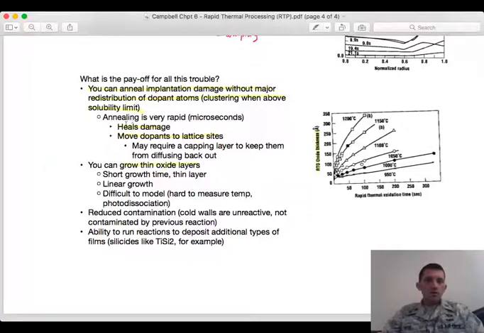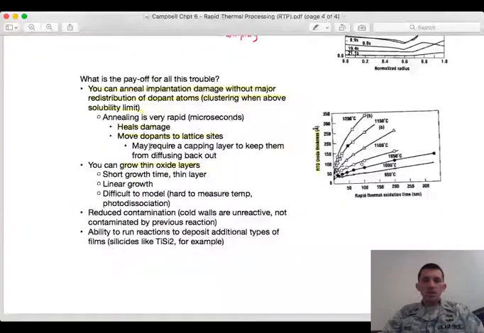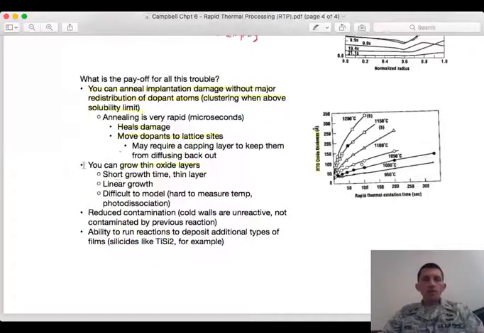atom. But we can prevent this by heating very rapidly, which is plenty of time for annealing, which happens very rapidly, on the order of microseconds, which heals the damage that we want and moves the dopants to the lattice site, but doesn't redistribute the dopants very much. And now that we have this setup, you can actually use it to grow thin oxide layers too. Thin layers are going to grow very quickly, and so if you want a thin layer, you need to be able to heat and cool rapidly.